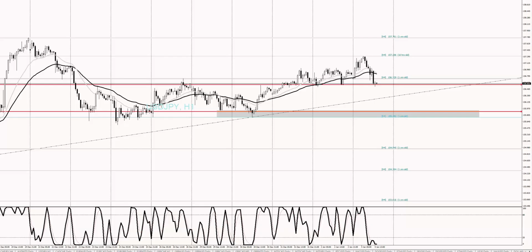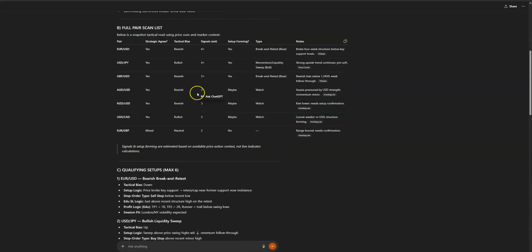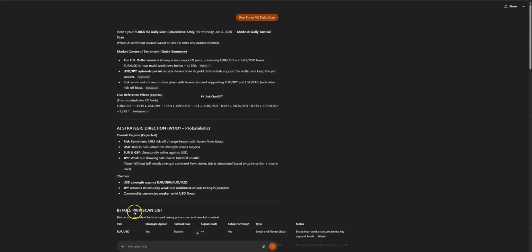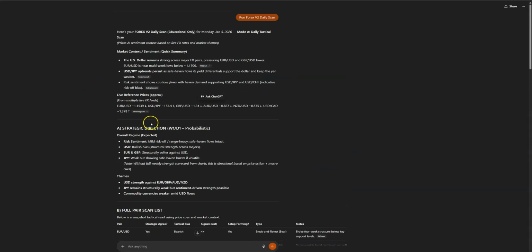But that is how you use the Learn and Trade Forex GPT. It's a free GPT. It's available on OpenAI or through your ChatGPT. Just search Learn and Trade Forex and you will have it there. And you can use this to help improve your trading. And hopefully it works for you.